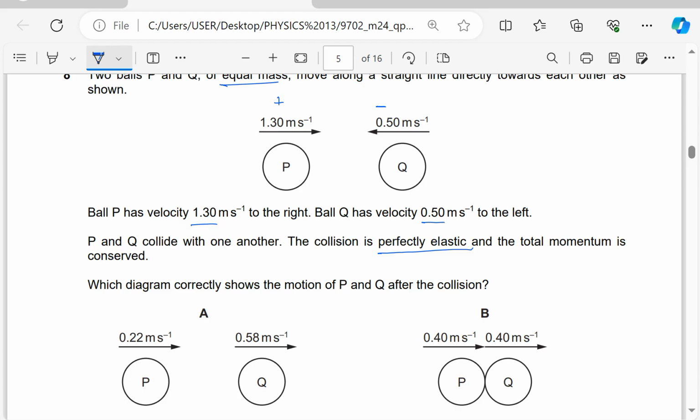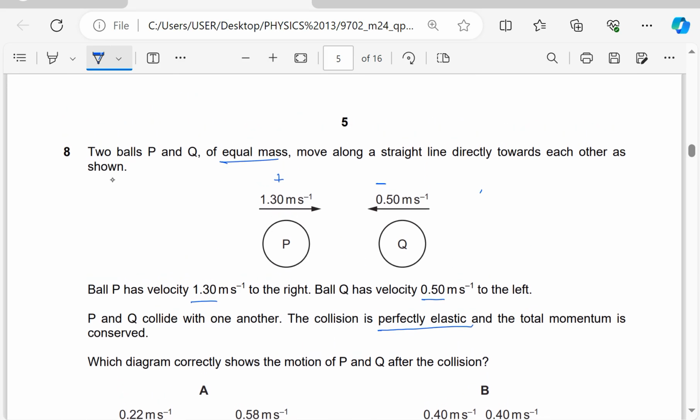That is a very good point. When they say perfectly elastic, it means the relative speed of approach must be equal to the relative speed of separation. So let's first find the relative speed of approach here. The word relative means we subtract the speeds. So speeds to the right hand side positive, so I have 1.30 minus, that is the word relative. But speeds to the left hand side is negative.